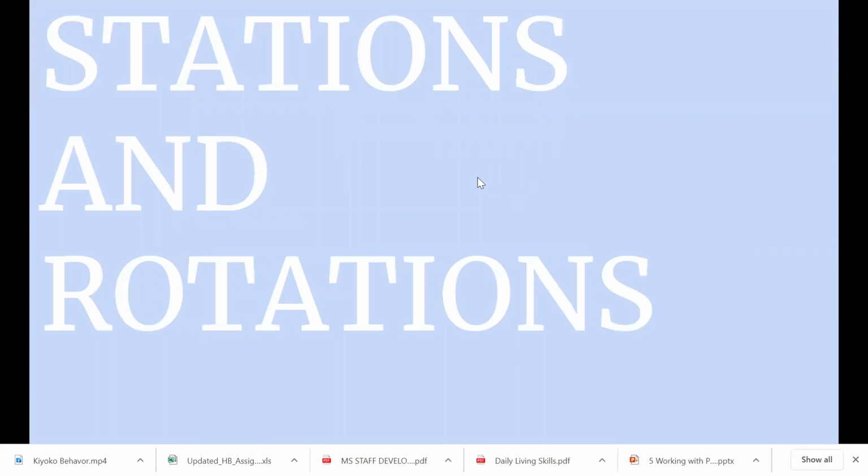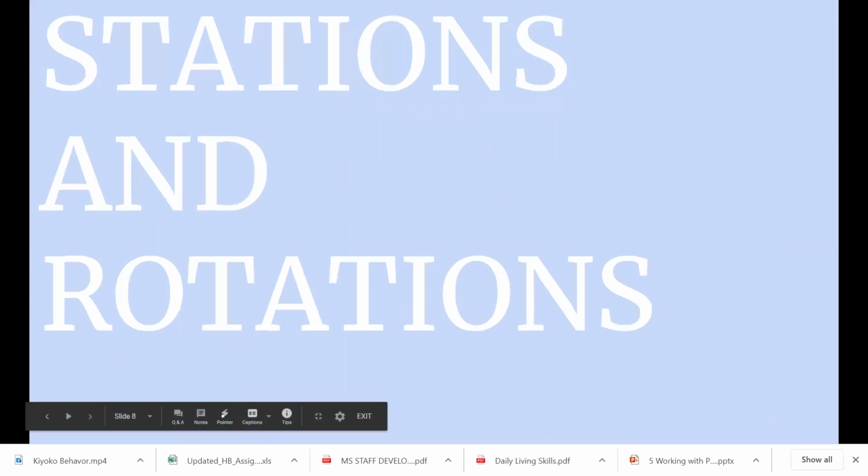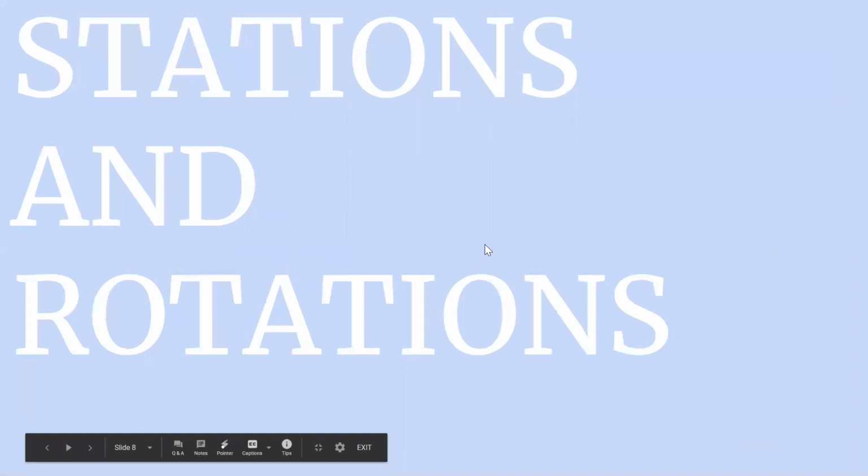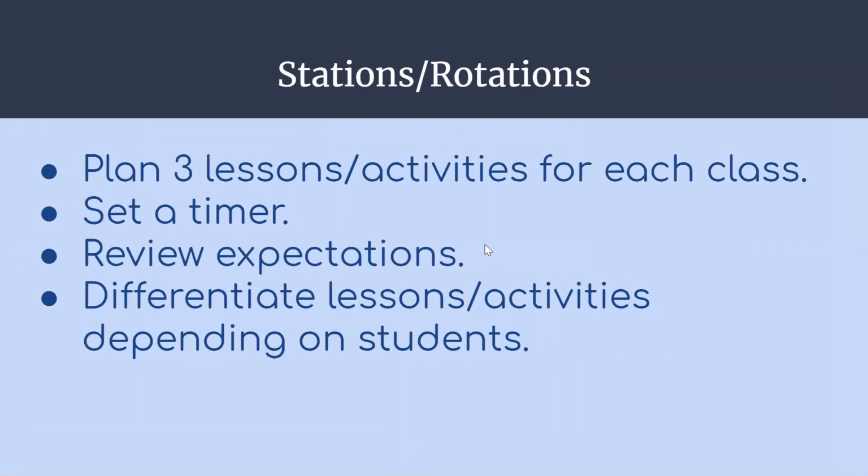All right, let's talk about how we're going to put all these resources and materials into your stations and rotations. So when we talk about planning stations and rotations, usually it's a good idea to plan 3 lessons or activities for each one of your classes. Then set a timer and review your expectations.